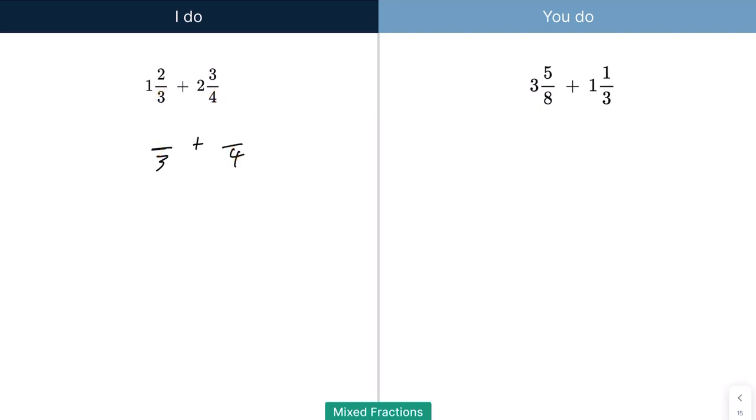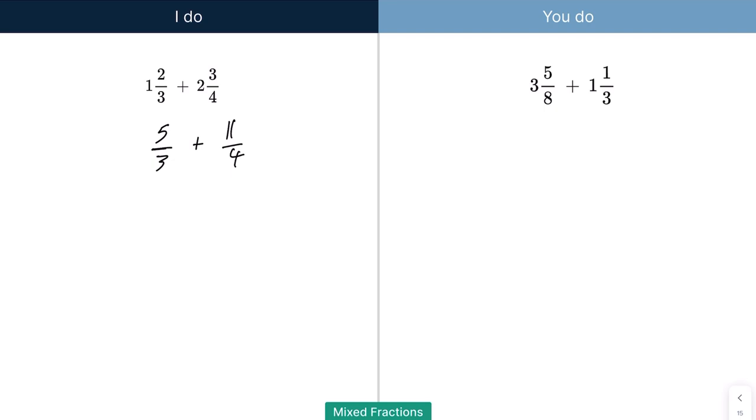Now the number at the top, the way you get that is you do 1 times 3, which is 3, and then you add 2. So 1 times 3 is 3, plus 2 is 5. And again, same here, we're going to do 4 times 2, which is 8, and we're going to add the 3 from there, which is 11. And now I just need to solve this as usual.